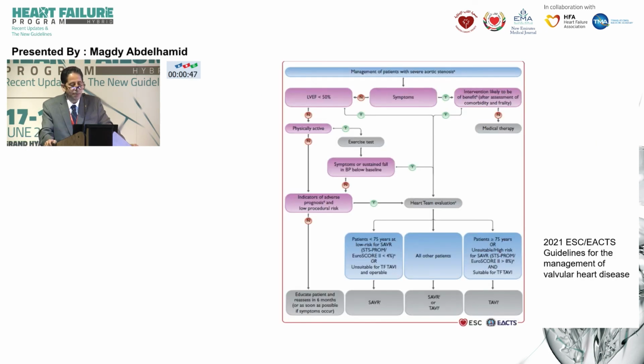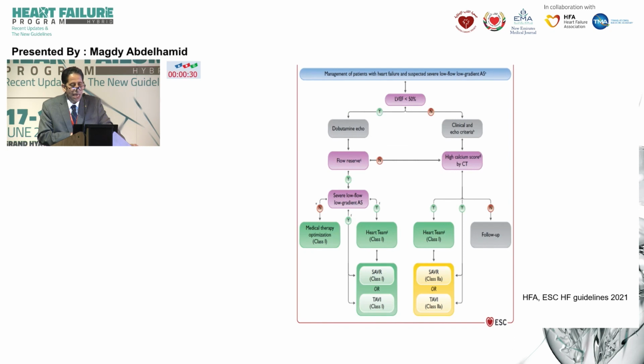And this slide summarizes the recent HFA 2021 ESC guidelines for management of patients with severe aortic stenosis. And we can see that TAVI is considered in elderly patients with high surgical risk compared with surgical aortic valve replacement. And in patients with low flow, low gradient aortic stenosis, also doing dobutamine echo to assess the flow reserve, and then heart team approach to decide for surgery or for TAVI.